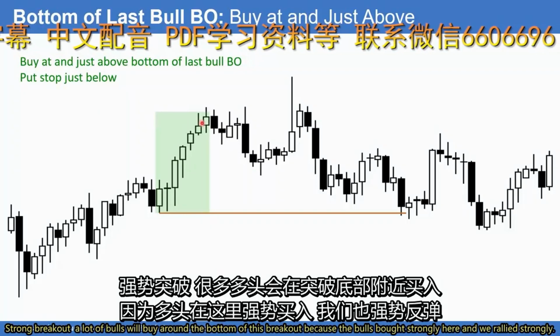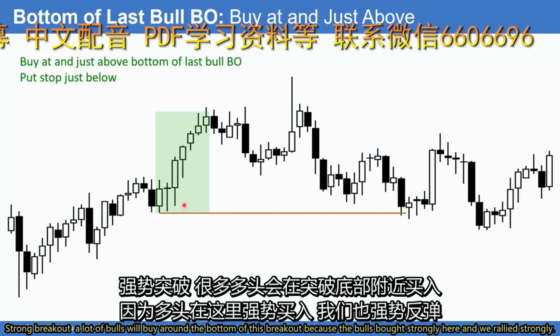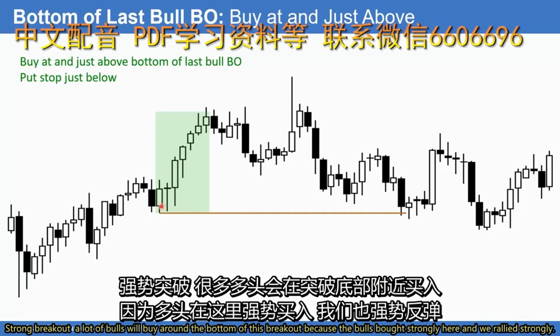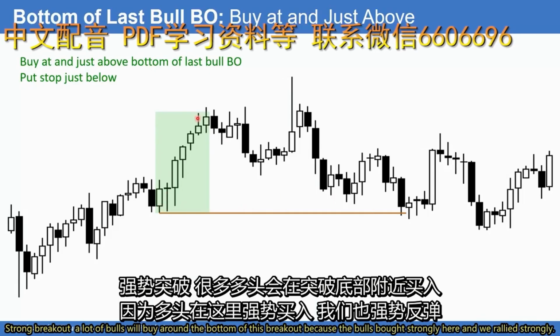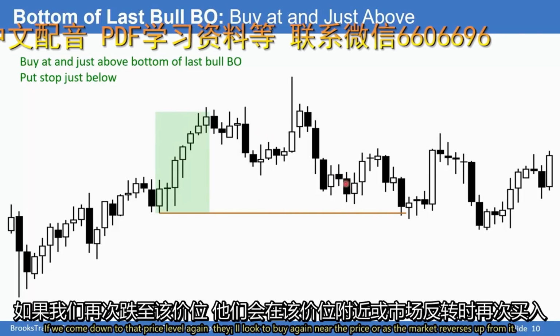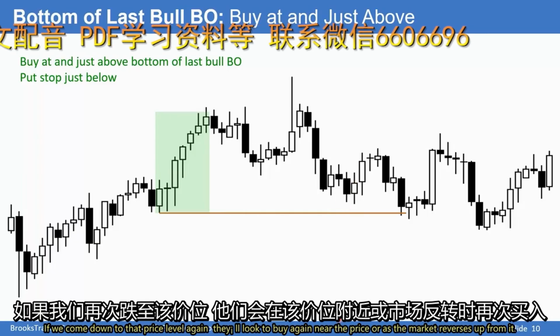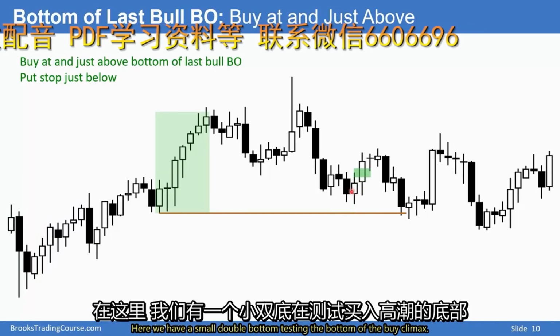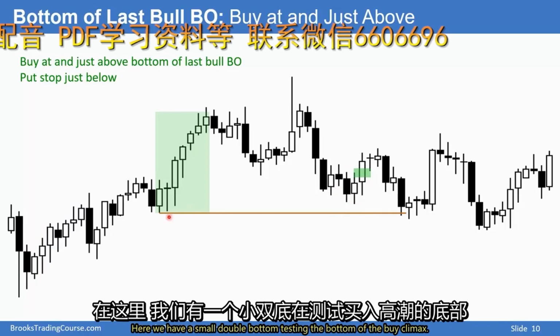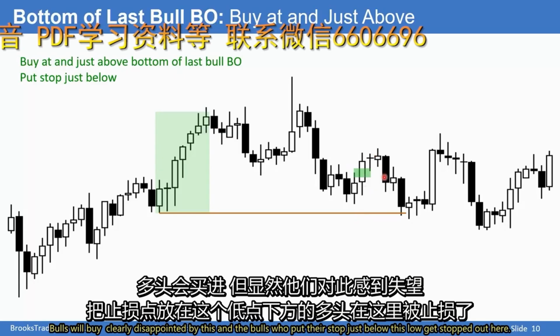Strong breakout. A lot of bulls will buy around the bottom of this breakout because the bulls bought strongly here and we rallied strongly. If we come down to that price level again, they'll look to buy again, near the price or as the market reverses up from it. Here we have a small double bottom, testing the bottom of the buy climax. Bulls will buy.